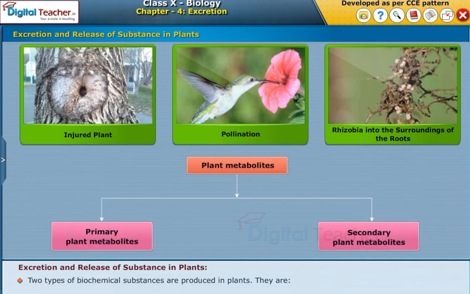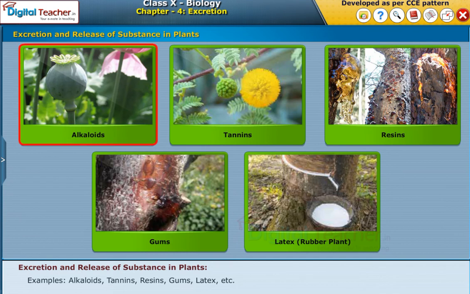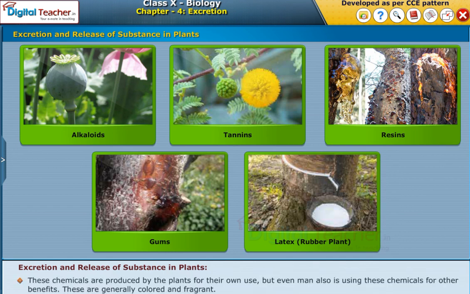Two types of biochemical substances are produced in plants. They are primary metabolites. This includes materials like carbohydrates, fats, and proteins. Secondary metabolites. These are the materials which are not required for normal growth and development. Examples: alkaloids, tannins, resins, gums, latex, etc. These chemicals are produced by the plant for their own use. But even man also is using these chemicals for other benefits. These are generally colored and fragrant.